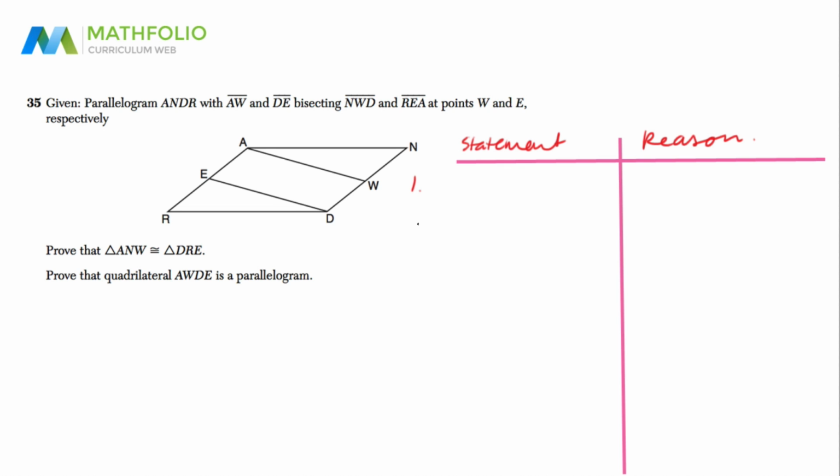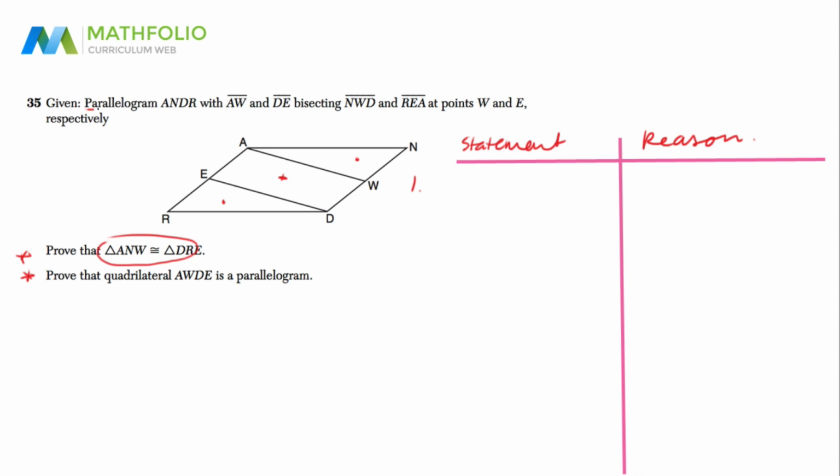So the first thing that we've got to do is look at what we're trying to prove. We're trying to prove that triangle ANW is congruent to triangle DRE. So this triangle here and this triangle here, we're trying to prove that those two triangles are congruent. And also we're trying to prove that quadrilateral AWDE, A to W to D to E, is a parallelogram. We're trying to prove that this shape here is a parallelogram. So there's two proofs wrapped up in here.